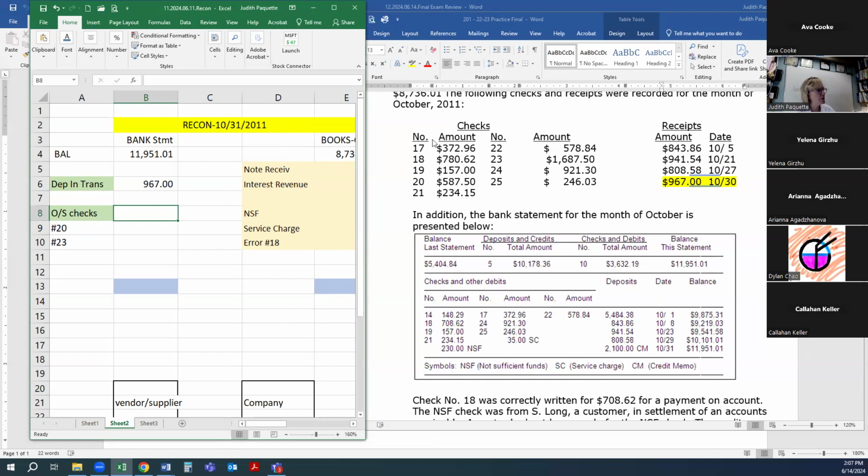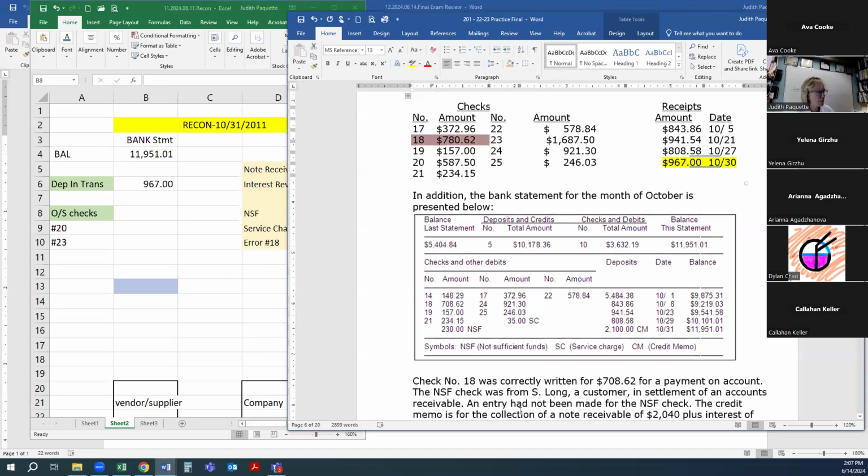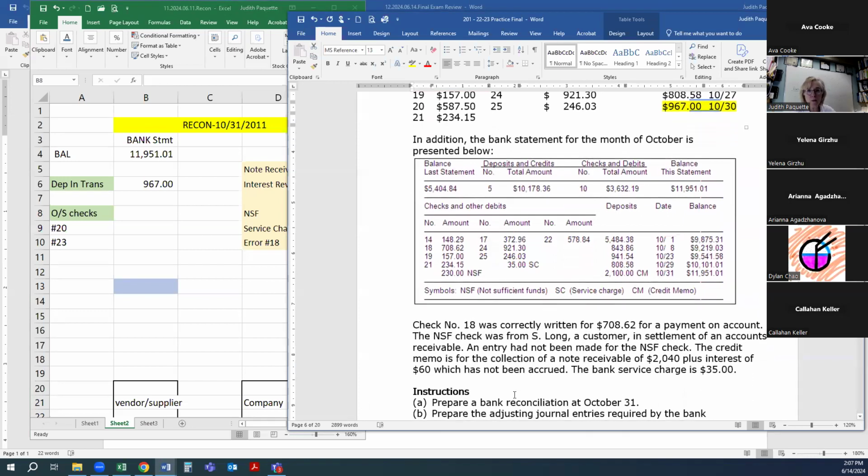Okay. And let's start with check 17. And you can see they're all out of order, which is kind of annoying. But here it is, 372, and this is where you really need to check the dollar amounts. Same dollar amounts, yay. Check 18, 780.62, whoops, we have a different amount. So we've got a problem here, and we're going to come back. As you can see, we have an error. And there's probably going to be information down here about the error, but we'll come back to that.